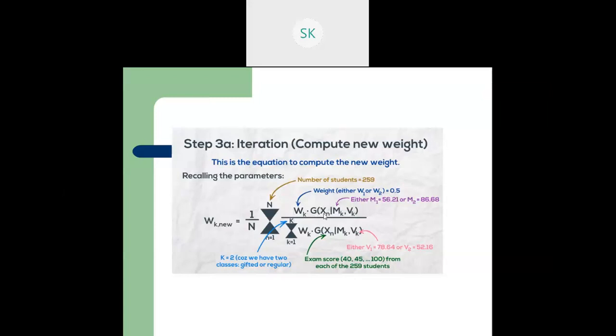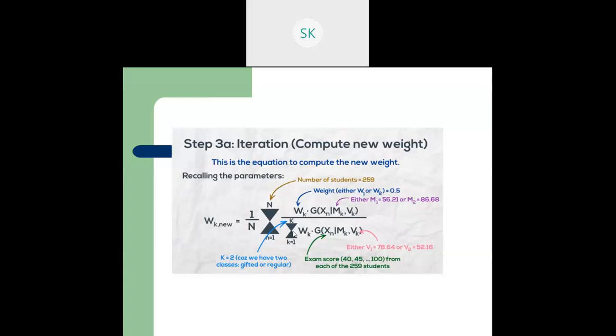The Gaussian of xn given mk and vk, where we have two components, right? So m1 and m2 values for mk, and for vk, that is the variance. Two variances we have computed, v1 and v2, with respect to component 1 and component 2. xn is the exam score, right? From 40 to 100 marks for the total of 259 students.